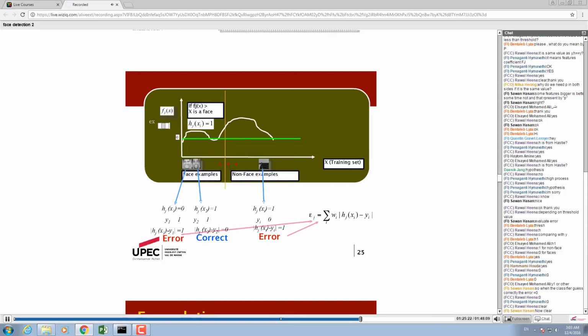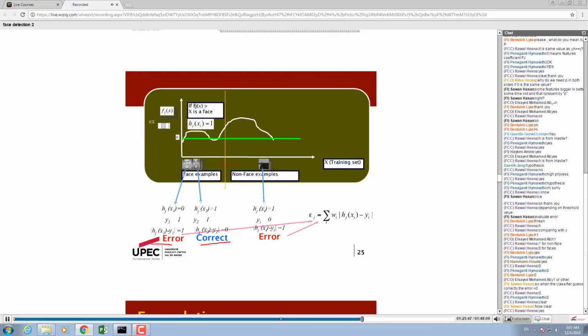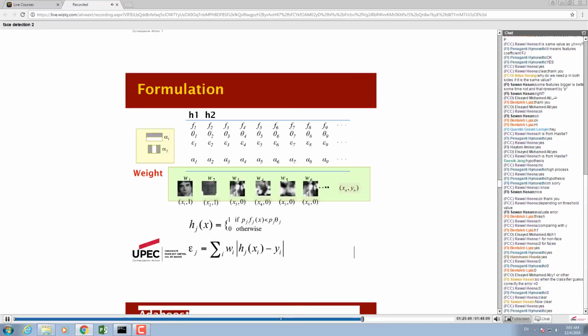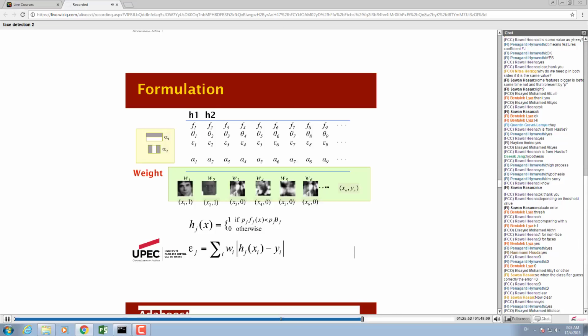Okay, so this is a very important step. The next slide is explaining this process a little bit more in detail. When H is 0 and Y equals 1, the absolute value of H minus Y equals 1. When H is 1 and Y is 1, then the absolute value is 0. So in the correct case, it is not accumulating the weight. I think you have understood this concept already. Does anybody have any question about this process?